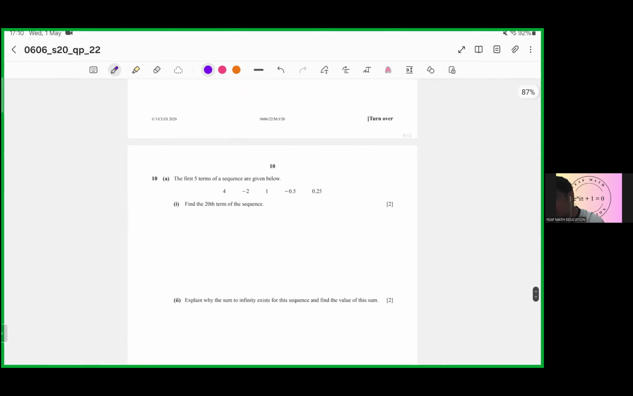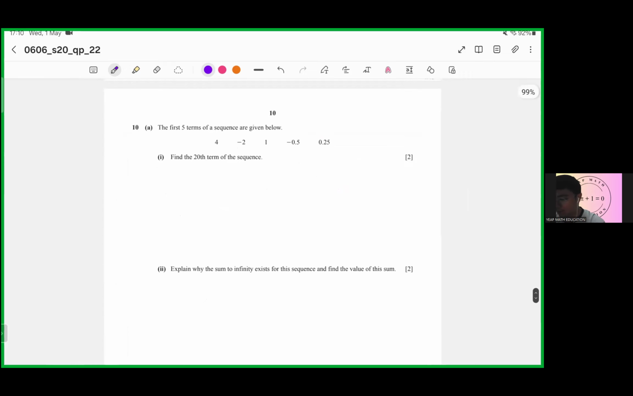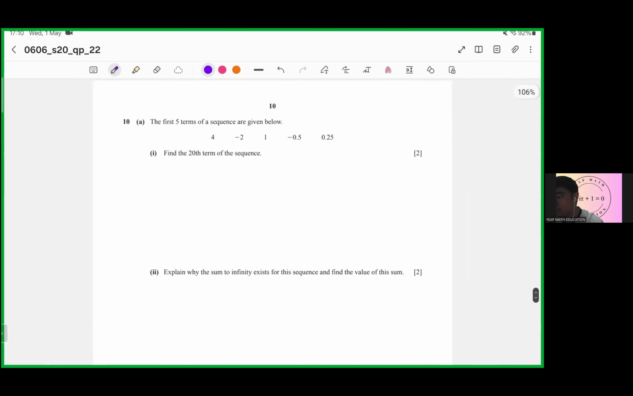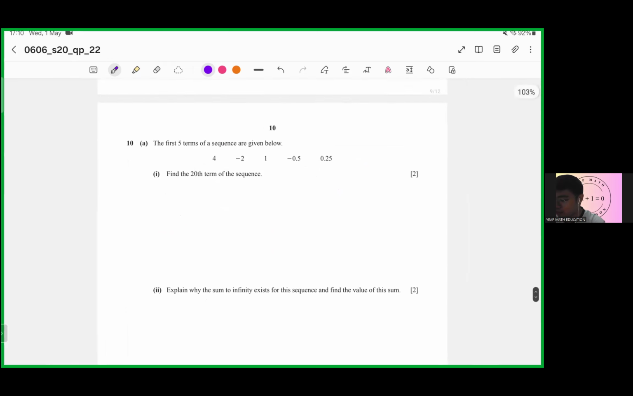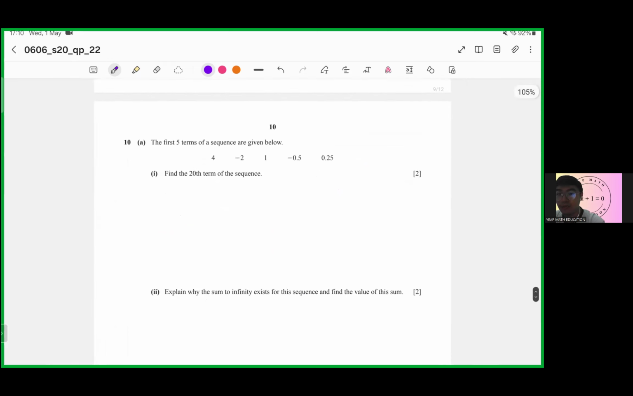Now we look at question 10. Question 10a asks: the first 5 terms of this sequence are given below: 4, -2, 1, -0.5, 0.25. Find the 20th term of the sequence. So how to find it? Now we need to know what this sequence is. Is it an arithmetic sequence or a geometric sequence?